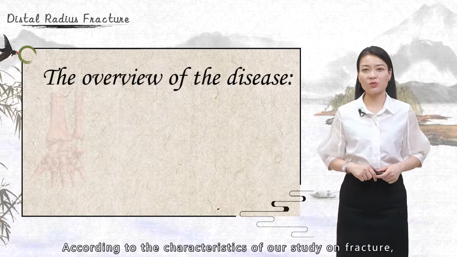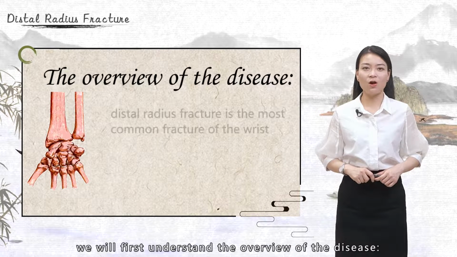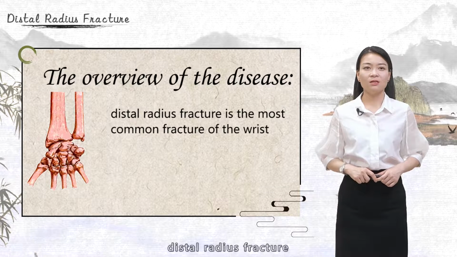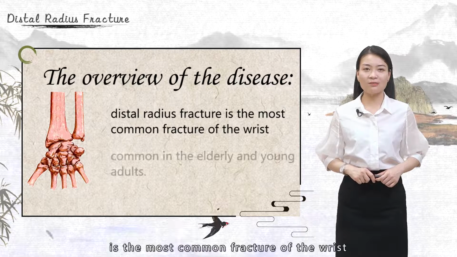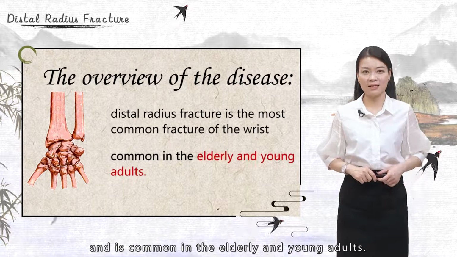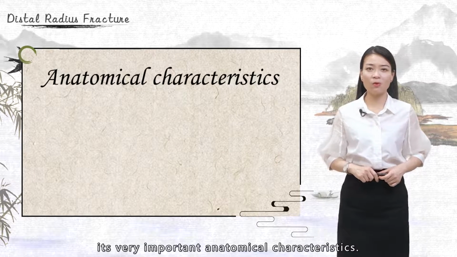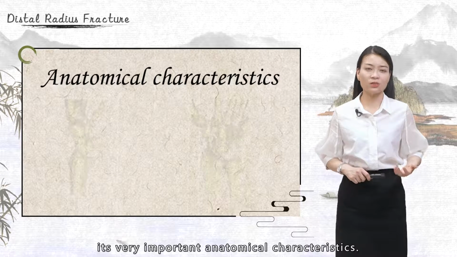According to the characteristics of our study on fracture, we will first understand the overview of the disease. Distal radius fracture is the most common fracture of the wrist and is common in the elderly and young adults. The distal radius has its very important anatomical characteristics.